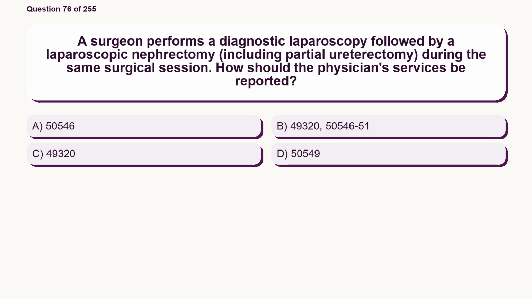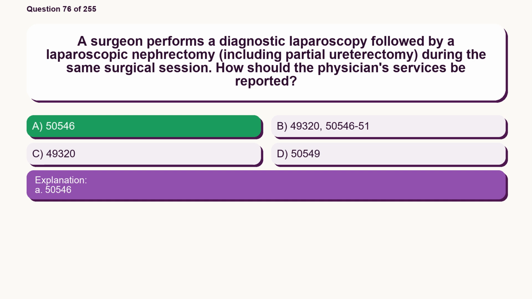Question 76. A surgeon performs a diagnostic laparoscopy followed by a laparoscopic nephrectomy, including partial ureterectomy, during the same surgical session. How should the physician's services be reported? Option A, 50546. Option B, 49320, 50546-51. Option C, 49320. Option D, 50549. The correct answer is option A, 50546.